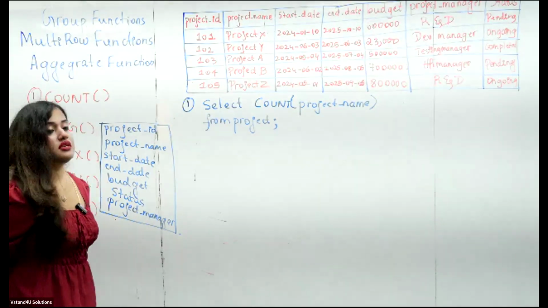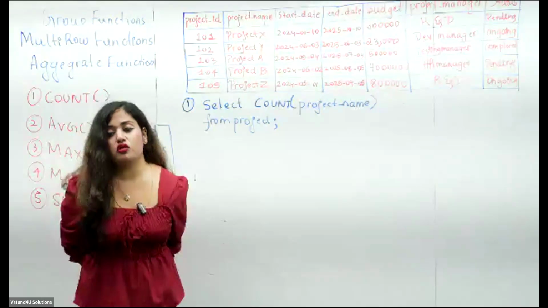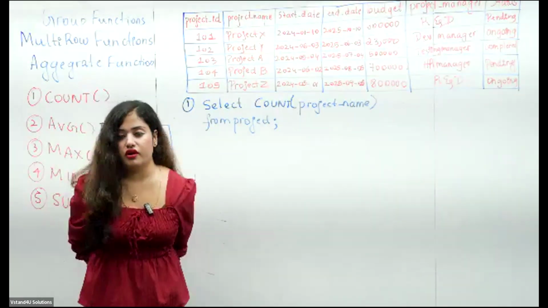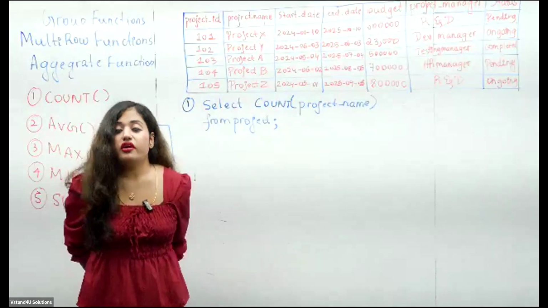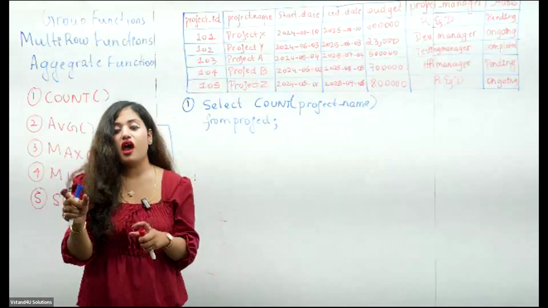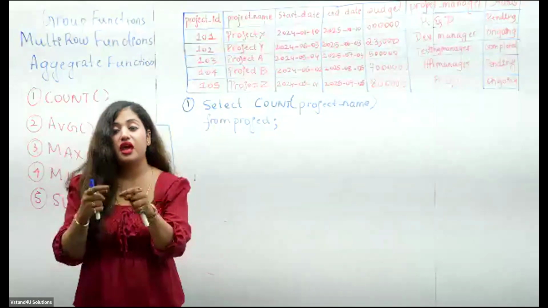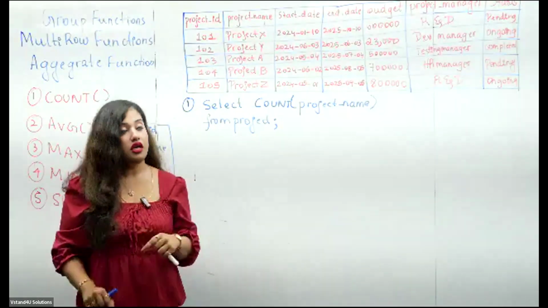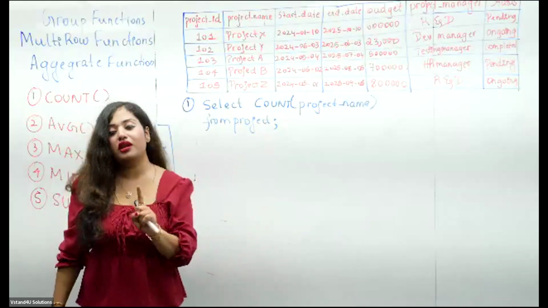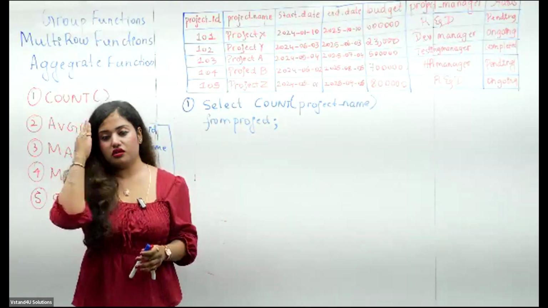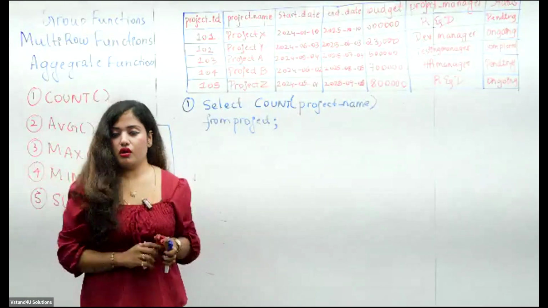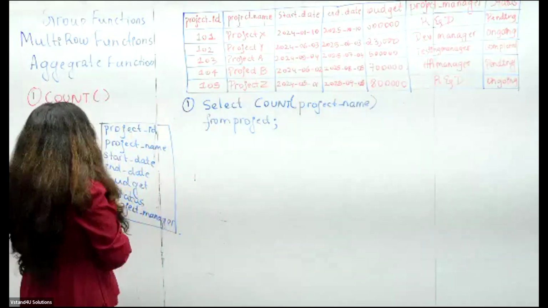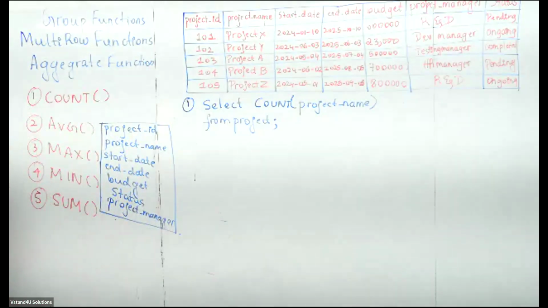Aggregate functions you can use separately, that too in multi-row functions. When you will use group by clause: when you have an aggregate function and you have a common column, then you will be using group by clause. Here you have only one aggregate function, that is count. Don't get confused, I'll come to that. Okay, done. Take down the next query.